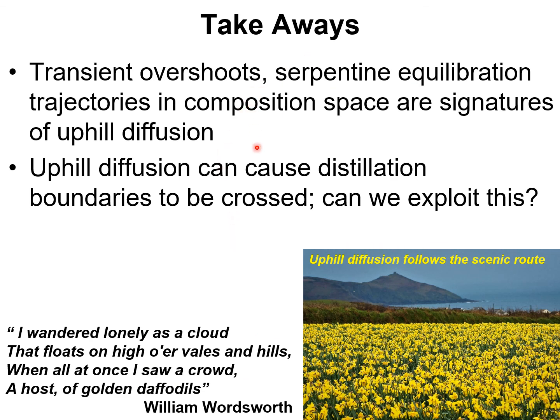The takeaways from this presentation are summarized in the slide. Transient overshoots and serpentine equilibration trajectories in composition space are signatures of uphill diffusion. Put another way, uphill diffusion follows the scenic route. For ternary distillation, uphill diffusion can cause distillation boundaries to be crossed. And we could ask the question, can such boundary crossing effects be exploited for practical gain? We will address this question in a future presentation.